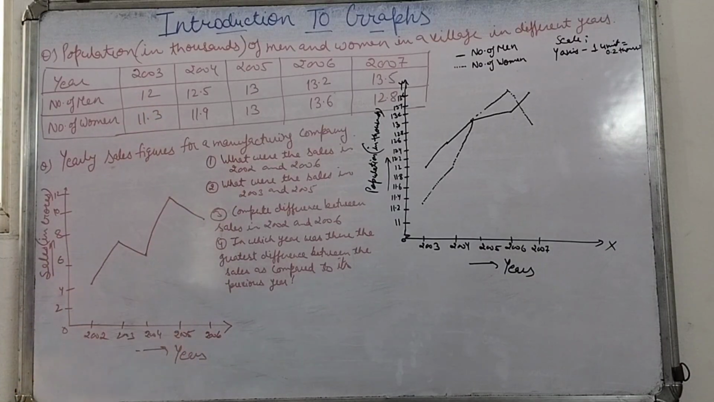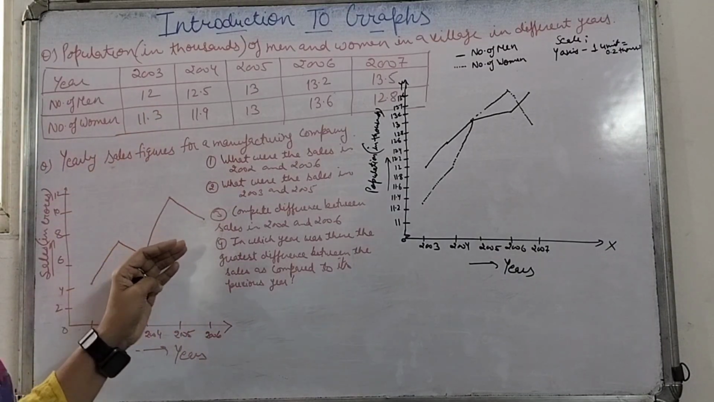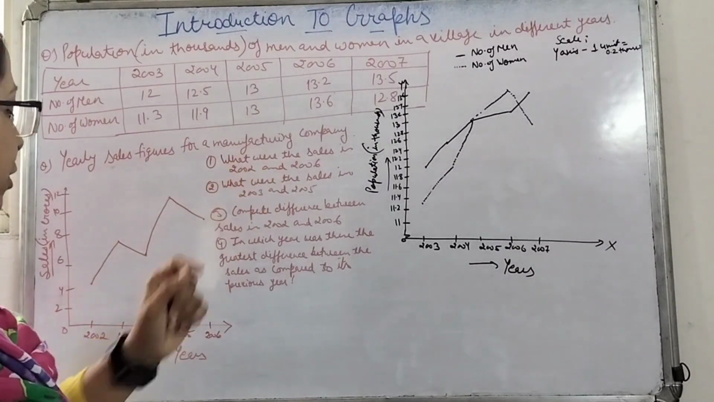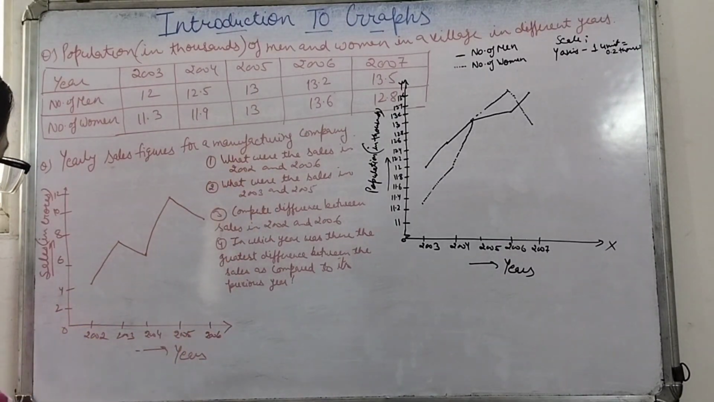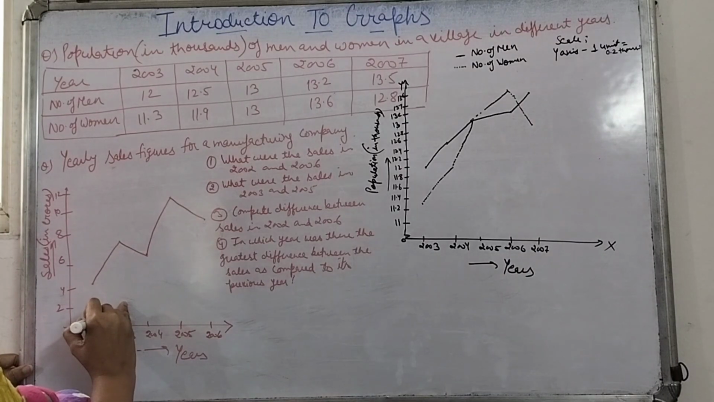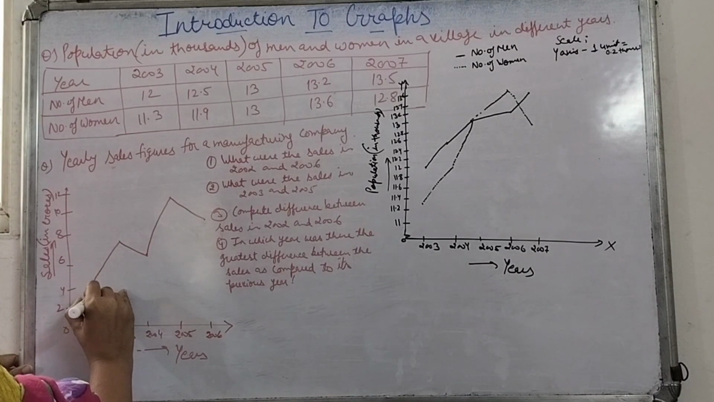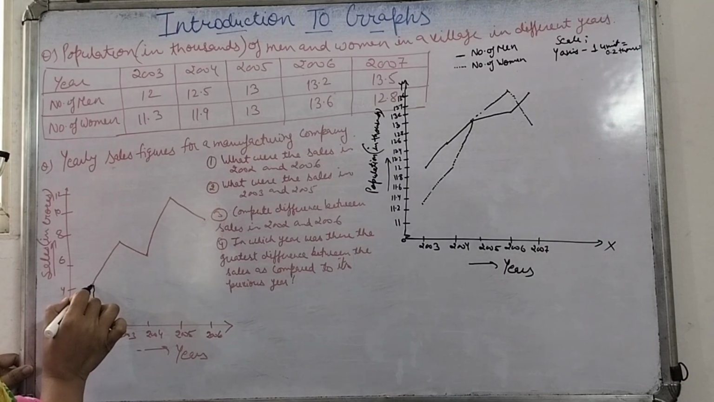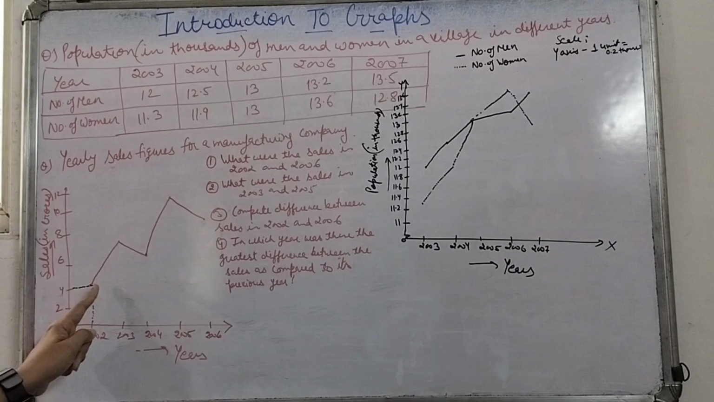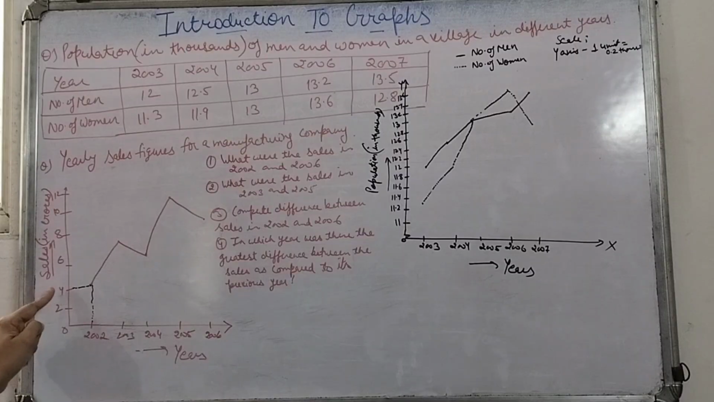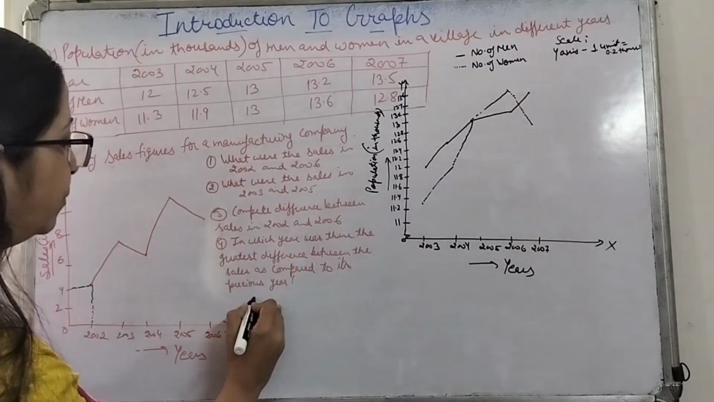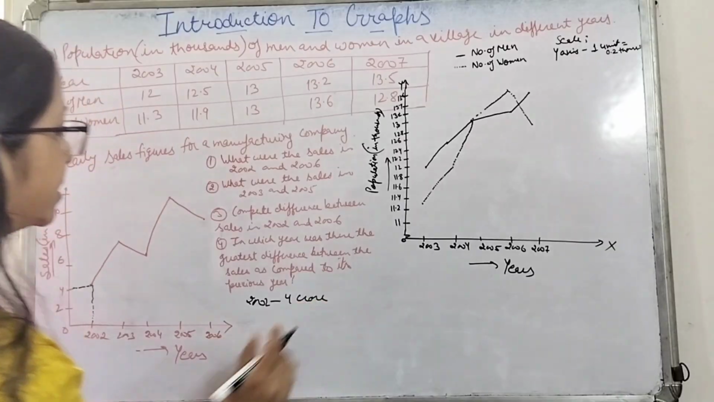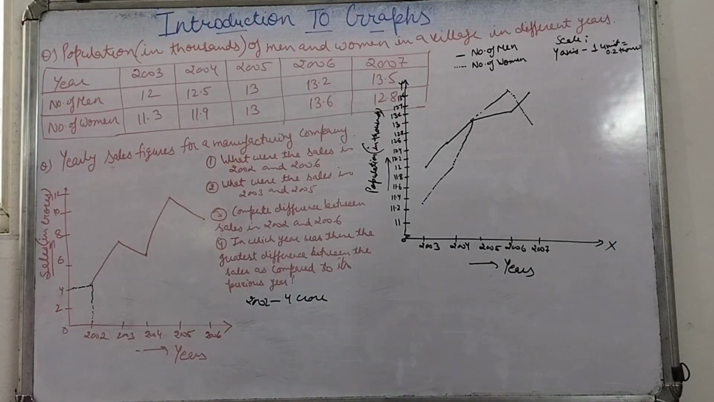These are the questions. How we can read this graph, that we will be learning from this question. So what were the sales in 2002 and 2006? We can see over here 2002. We will start moving upwards from 2002 like this, and when we reach the point, we will make a horizontal line like this. It is meeting your y-axis at 4. That means in the year 2002, the sale was 4 crore rupees.